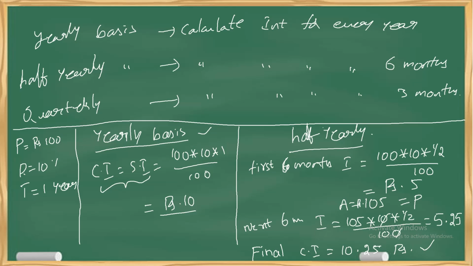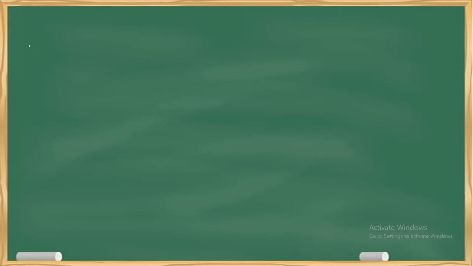So in the half yearly basis, what they do is for every 6 months they calculate the interest and add it to the principal amount. That is the main difference between the yearly basis, half yearly basis and quarterly basis. Got the point here? Now the important relationship between simple interest and compound interest.